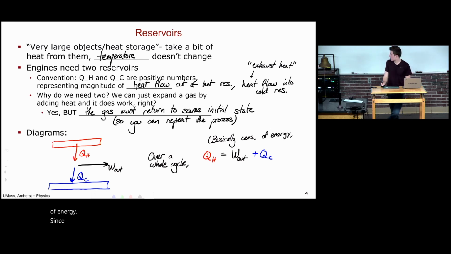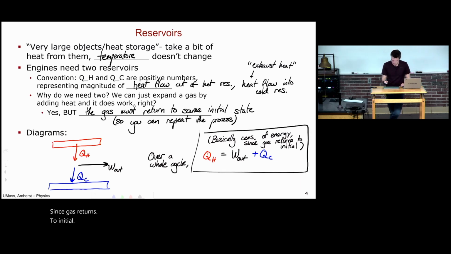Since the gas must return to its initial temp. Since gas returns to initial. And I would really encourage you just to draw these diagrams. We're going to draw them for every problem.